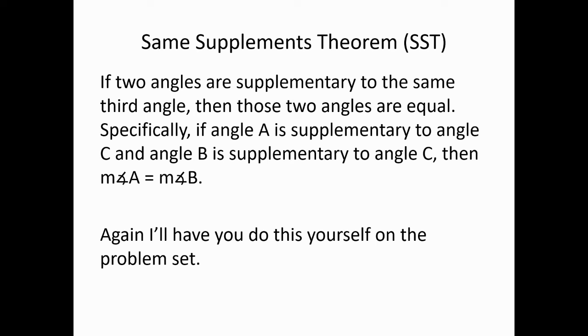Now, same supplements theorem. It says that if two angles are supplementary to the same third angle, then those two angles are equal. Specifically, and this is to help you out to make sure that you understand, it says that if angle A is supplementary to angle C and angle B is also supplementary to angle C, then the measure of A is equal to the measure of B. I'll let you do this one yourself. This is actually a really important theorem, and we will use it, as a matter of fact, in the proof of the vertical angles theorem.